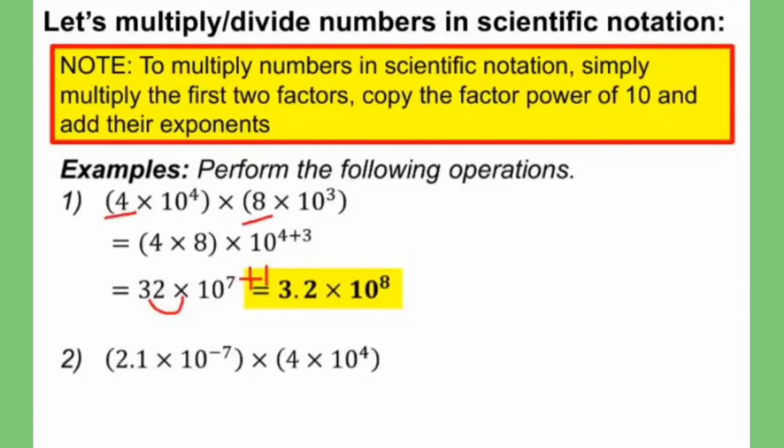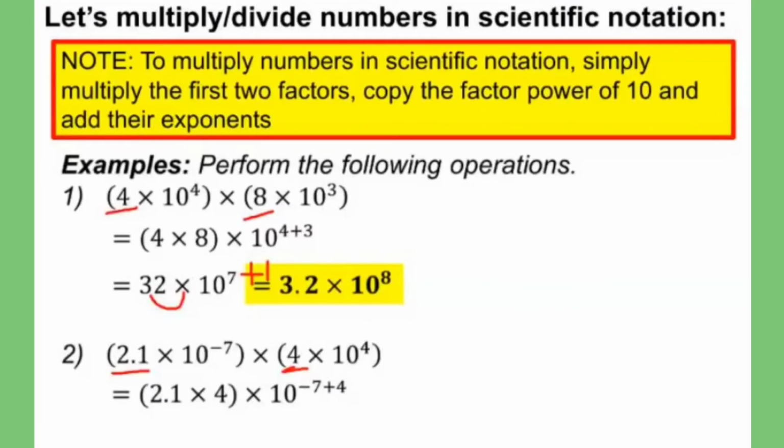And for our second example, we multiply 2.1 and 4. We have 2.1 times 4. Then we just copy the power of 10 and add the exponents negative 7 and 4. 2.1 times 4 is equal to 8.4. Then, we add the exponents negative 7 plus 4, that is equal to negative 3. And this is now our final answer. 8.4 times 10 raised to the power of negative 3.